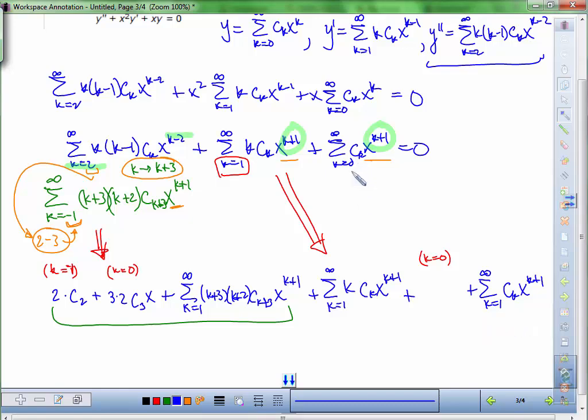When k is equal to 0, I have c0 times x to the first power.